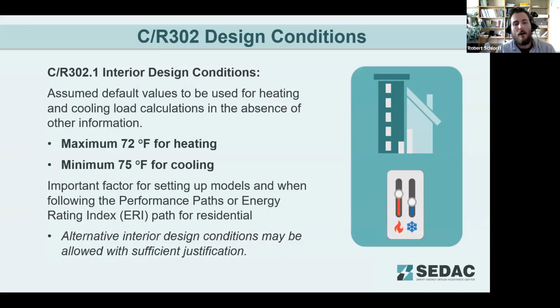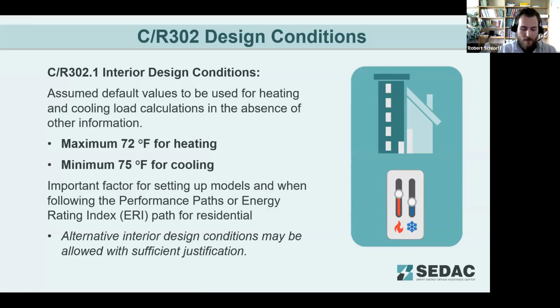Okay, R and C 302, design conditions. These are interior design conditions that are to be assumed values to be used for heating and cooling load calculations when other information isn't available or isn't quite known yet. Another way to look at this is that these are the maximum and minimum design points that the code would like us to use to determine heating and cooling loads.